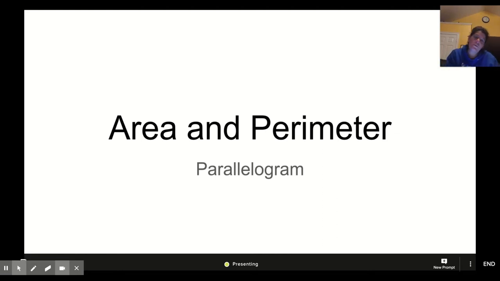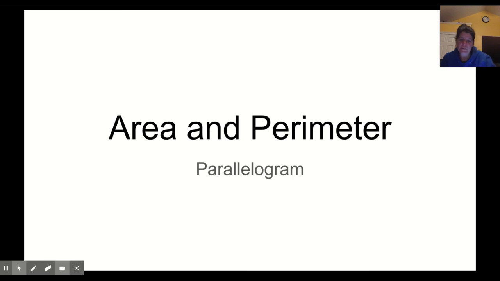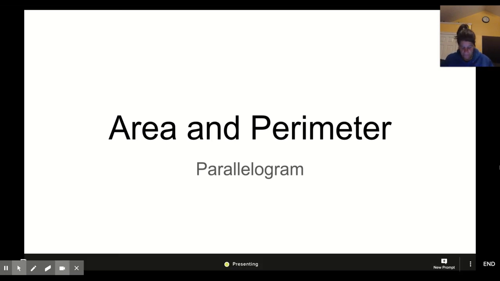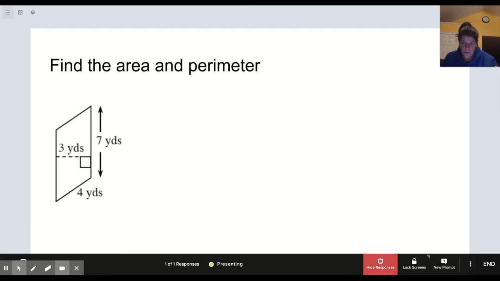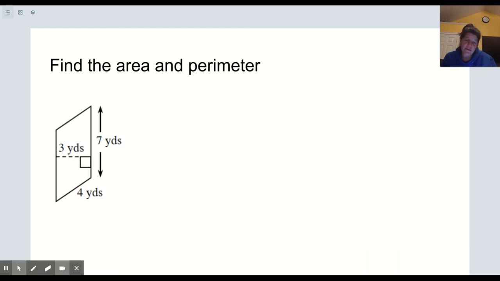Okay, so we're going to go over area and perimeter of a parallelogram. So here we have a parallelogram, and it's a parallelogram because it has two sets of parallel sides.